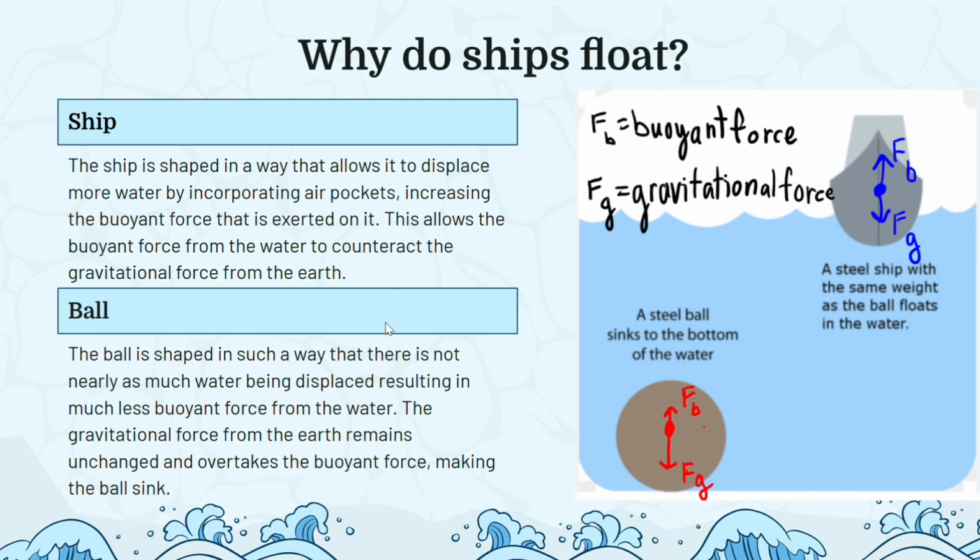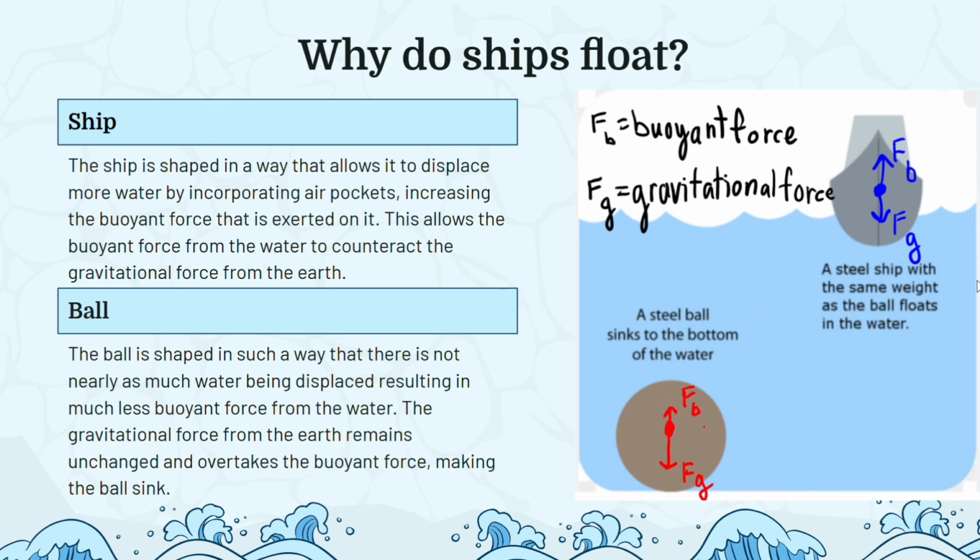The ball is shaped in a way that there is not nearly as much water being displaced, resulting in much less buoyant force from the water. The gravitational force from the earth remains unchanged and overtakes the buoyant force, making the ball sink. So, from the picture you can see here that for the boat the buoyant force is a little bit longer than the gravitational force. Well, for the steel ball, the gravitational force is longer and greater than the buoyant force from the water.